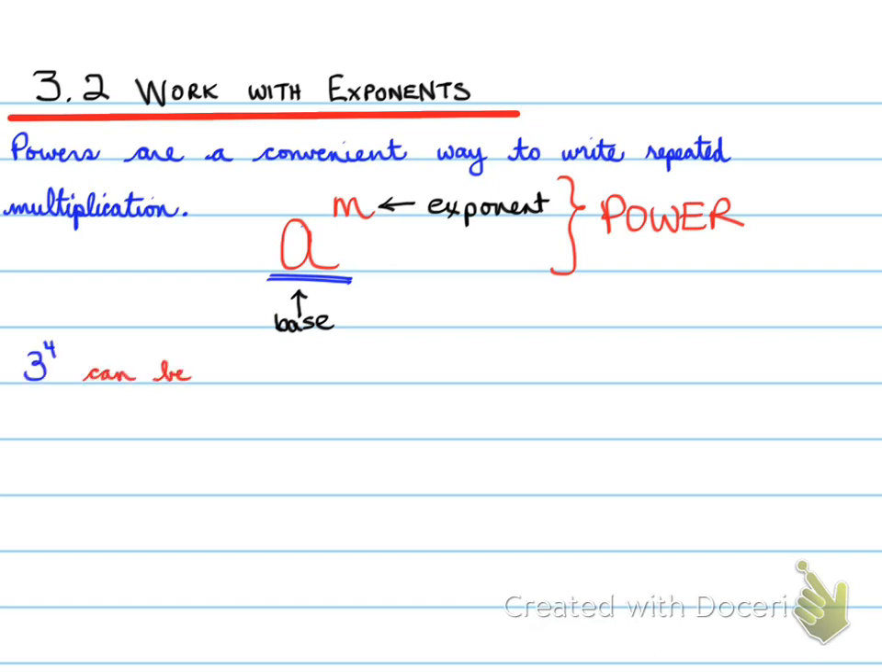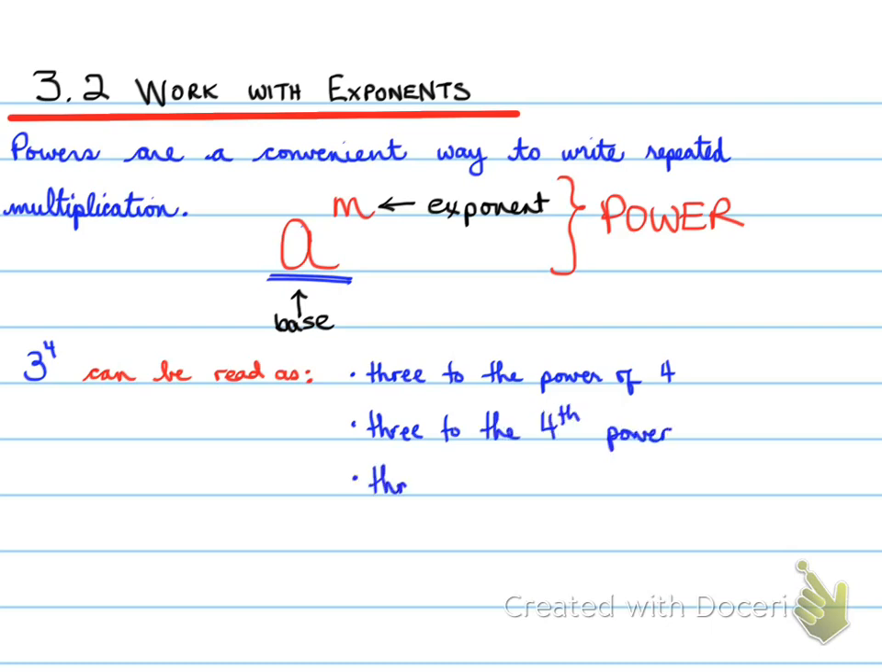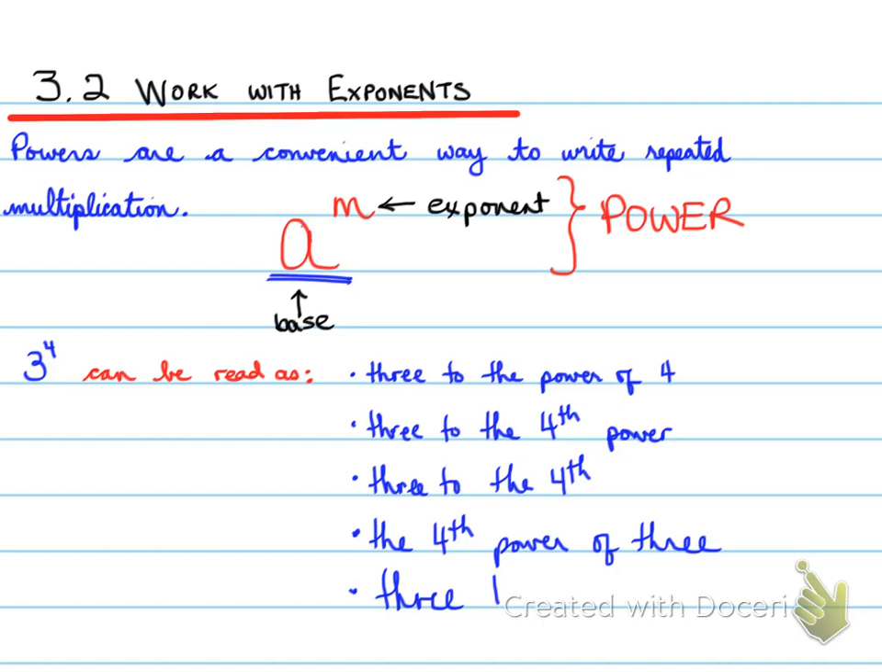All right, when we have this written down, a 3 with an exponent 4, a base of 3, an exponent 4, the power is known as 3 to the power of 4. Now we can read this as 3 to the power of 4, or 3 to the 4th power, or 3 to the 4th, or the 4th power of 3, or 3 to the exponent 4. Any way that we read it, that is what expresses this particular power.